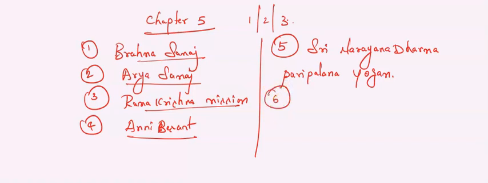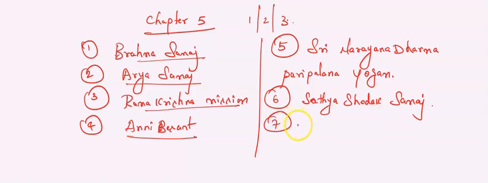Next question, explain the reformation advocated by Satya Shodhak Samaj. And last question of this chapter, explain how Swami Vivekananda was a source of inspiration for youngsters. Okay, my dear students, make a note.